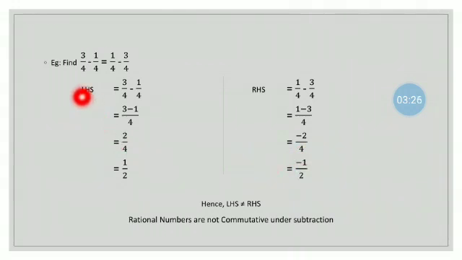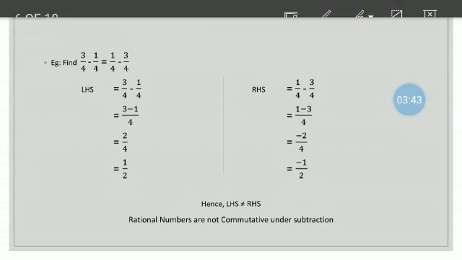So in LHS we got the answer 1 upon 2. In RHS we got the answer minus 1 upon 2. Are they the same? No. Hence LHS is not equal to RHS. Rational numbers are not commutative under subtraction.